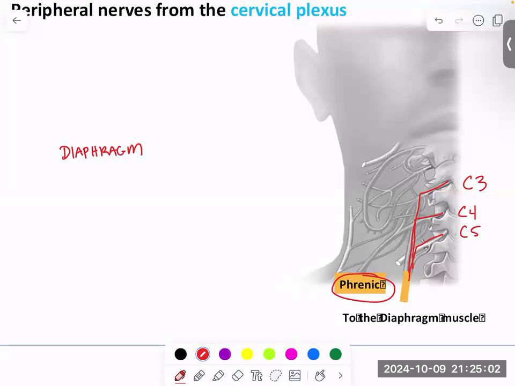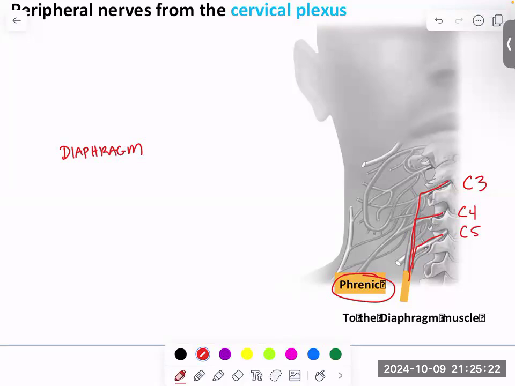Guess what happens if you damage C4? It was nice knowing you. You do not want spinal nerve damage at that range, or else you're going to have to put on some iron lung device. Yep.